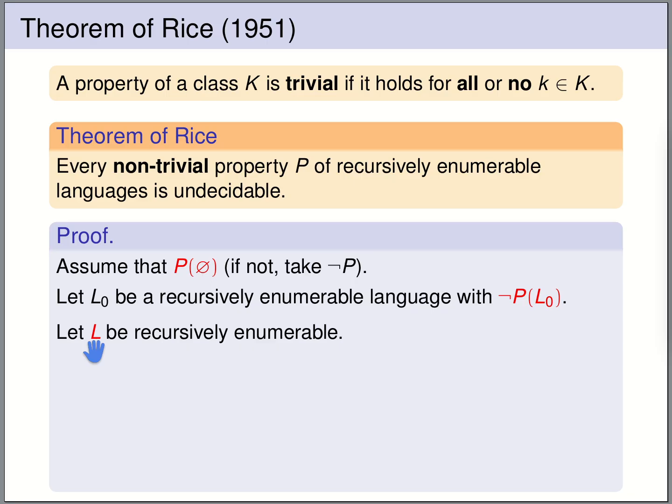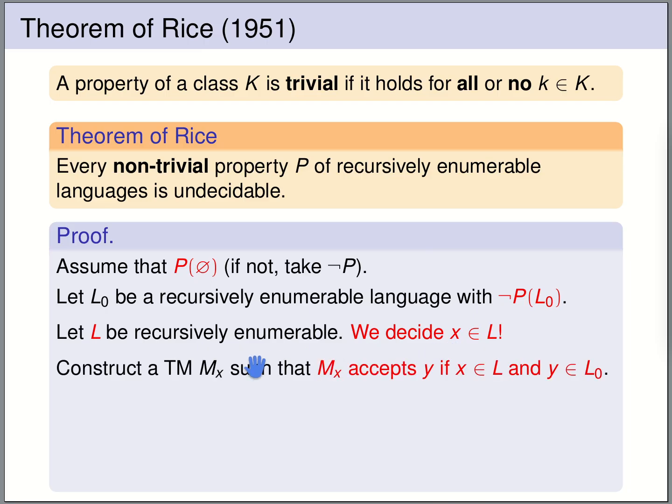Now let L be an arbitrary recursively enumerable language. We are going to show that we can decide membership in L. And if we can decide membership, it means that L is recursive. But since L was arbitrary, it means that every recursively enumerable language would be recursive. And we already know that this is not the case, so this would be a contradiction. So how can we decide membership in L? We are going to construct a Turing machine, MX, that behaves as follows. MX gets as input a word Y, and then MX does the following.